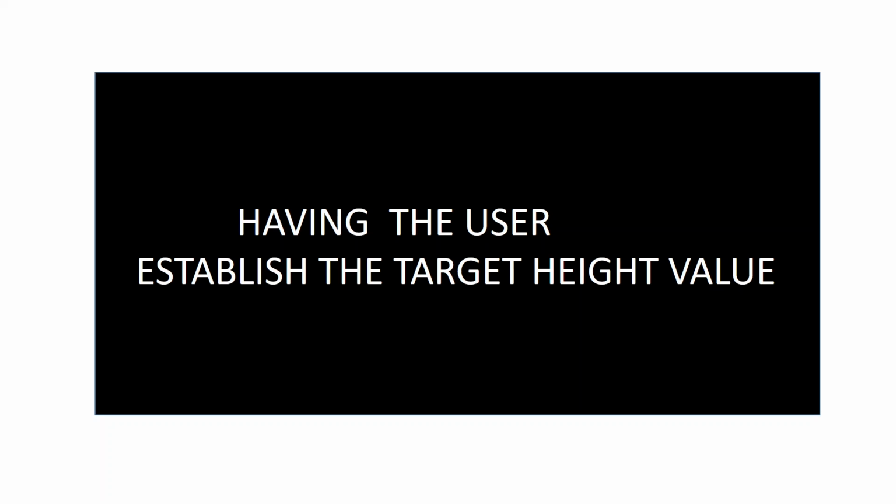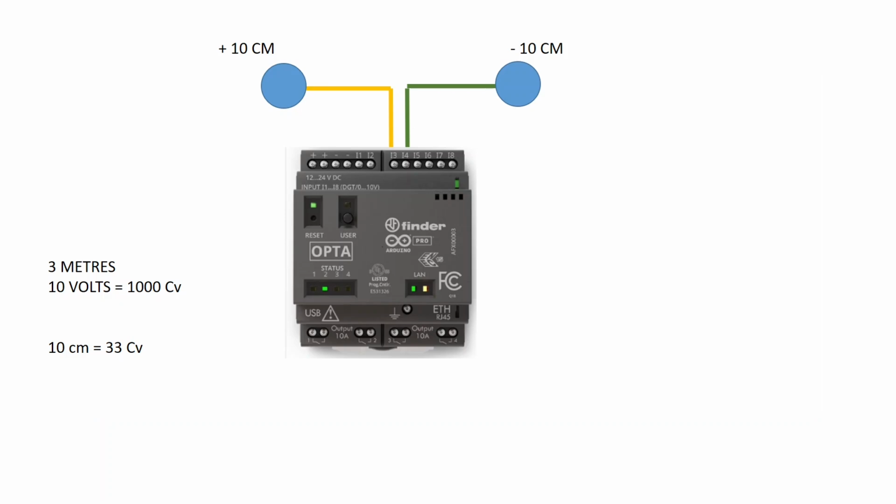Now we are going to enable the user to choose the value of the target height of the tank that he wants. For that, we are going to be putting a couple of buttons into input 3 and input 4. So in input 3, we will put a button such that if we press this button, the target height will increase by 10 centimeters. If we press the button in input 4, the target height should decrease in 10 centimeters.